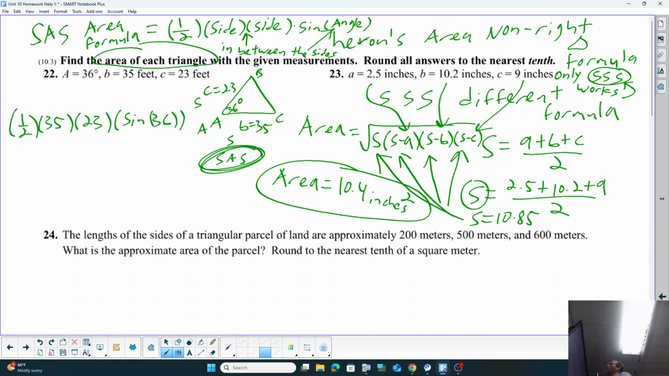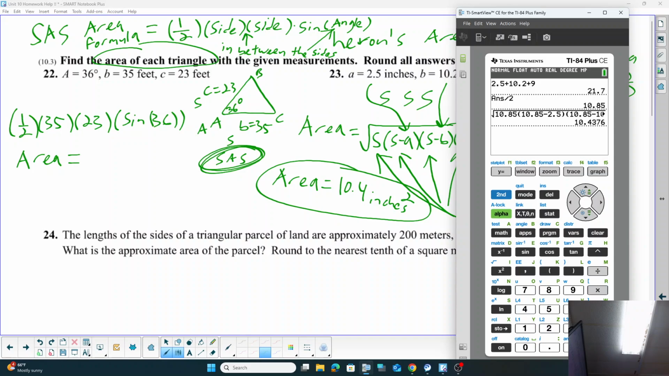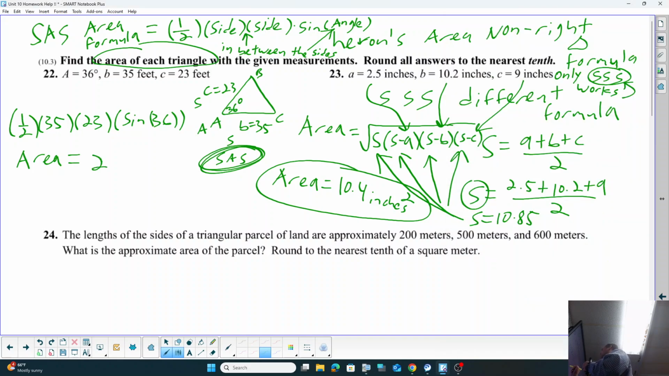So you're just going to plug that in your calculator. So the area equals, there we go. So 1/2, or 0.5, times 35 times 23 times sine of 36 degrees. So 236.6 feet squared is our answer.